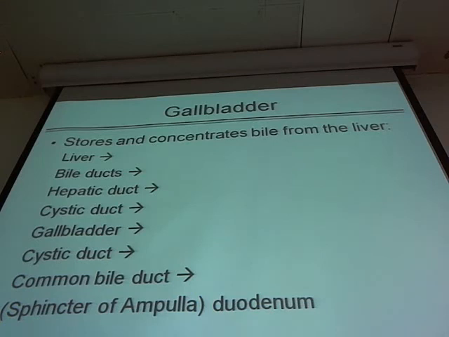The gallbladder stores bile from the liver. What does the bile do? It emulsifies fats.